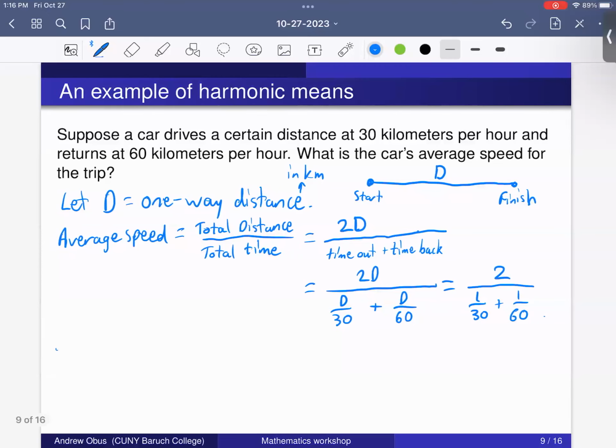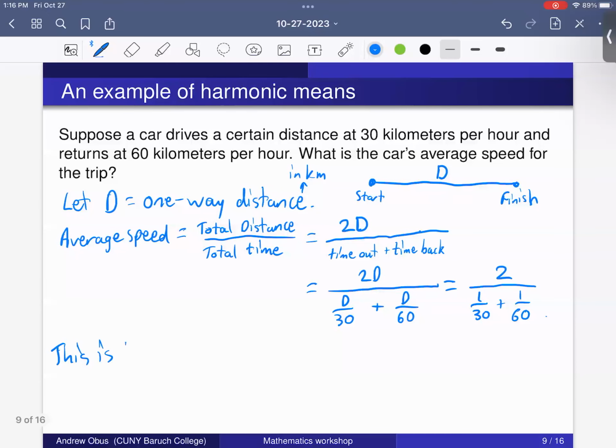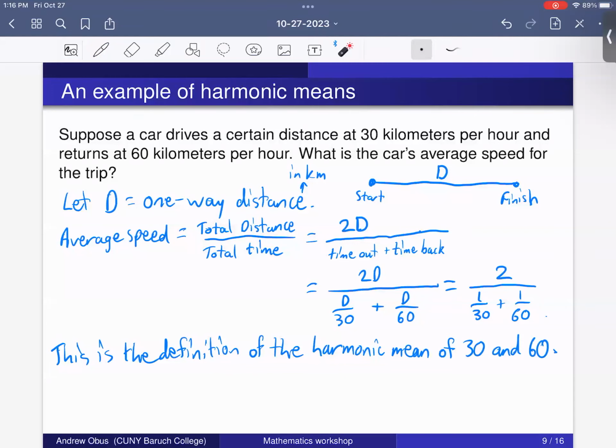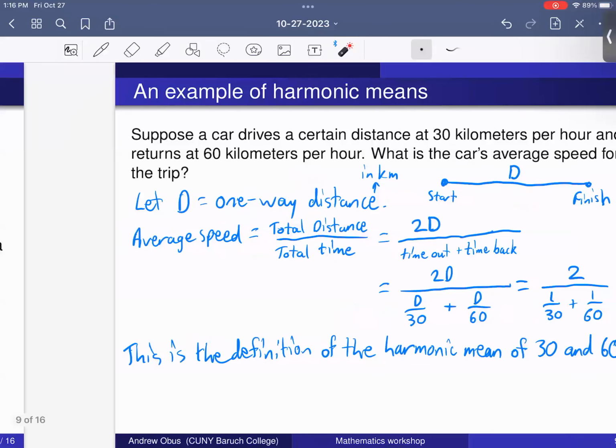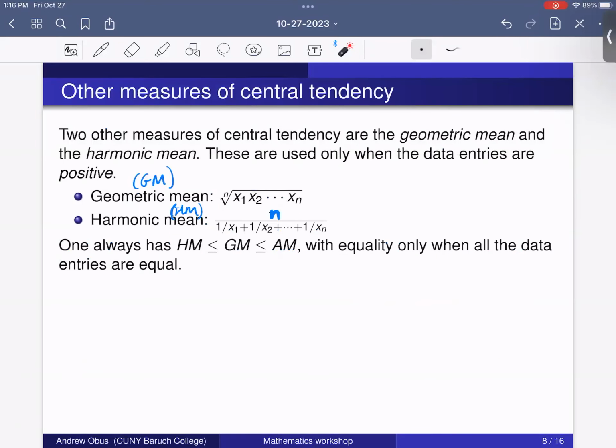And if you look at this, what is this? This is the definition of the harmonic mean of 30 and 60. Let's look at the previous page. How do you do the harmonic mean of 30 and 60? It's 1 over 30 plus 1 over 60, and then you put that all in the denominator of a fraction, and you put 2 at the top because you have 2 entries. So in the harmonic mean, n is the number of entries, that's 2, and here you have 1 over the first entry plus 1 over the second entry, and so on.